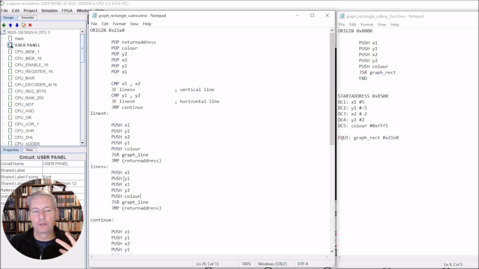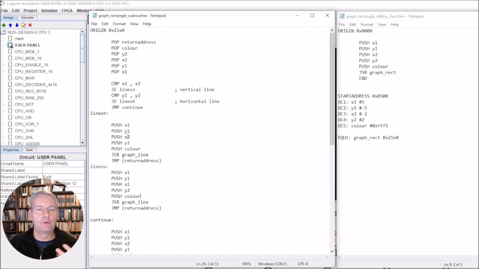The order we're going to push them in is going to be x1, y1, x1, y2, because the x1s are the same values here in this instance. And we're also going to push the colour, and then we're going to jump to the subroutine, which is graph underscore line, which in effect is our Bresenham's algorithm. So it's going to run through the Bresenham's algorithm, and when it's run through, it will have drawn the vertical line, and then it will return back up to the calling function.